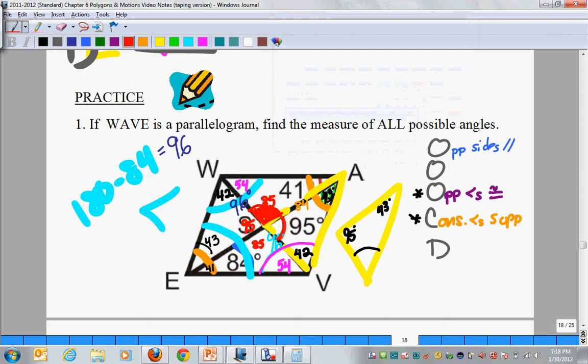So just knowing that this is a parallelogram, we were able to find every single angle in the diagram based on these three properties. Opposite sides being parallel, which gives us armpits of the Z to work with, going both ways, like so. It also gives us opposite angles, which are congruent, and consecutive angles, which are supplementary. Let's try another problem.